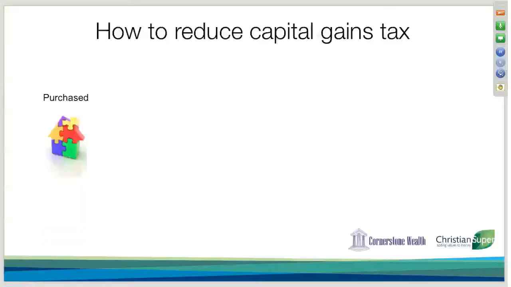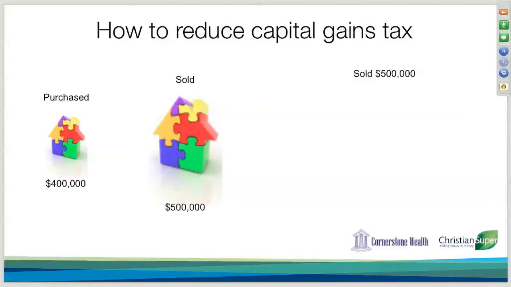How to reduce capital gains tax. The best way to explain this is to walk through an example. Let's say you bought a house for $400,000. Over time, the value of that house grew to $500,000, and at that point you sold the property. Sold for $500,000, but you purchased it for $400,000. That means you've made a gain of $100,000.